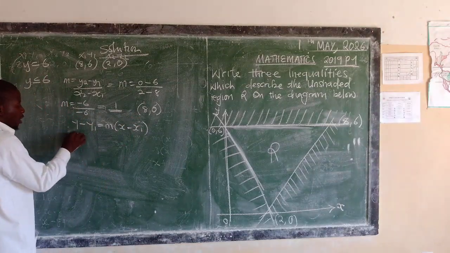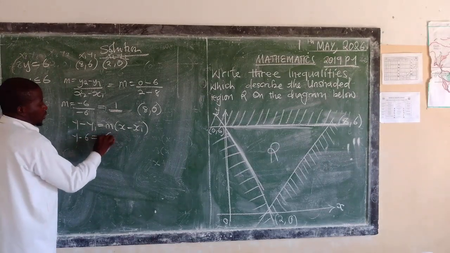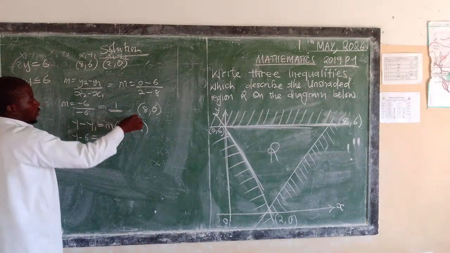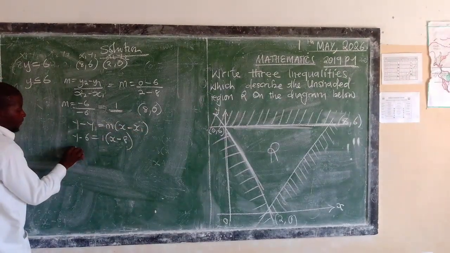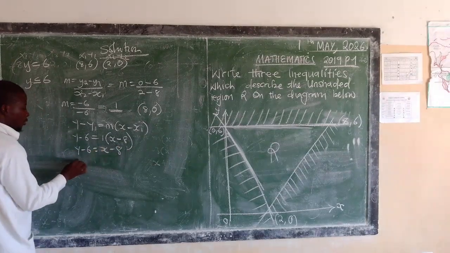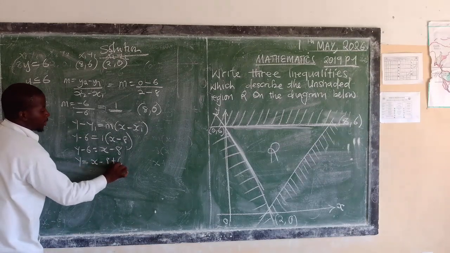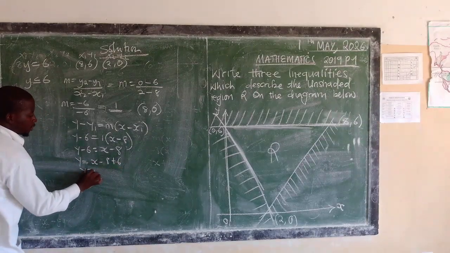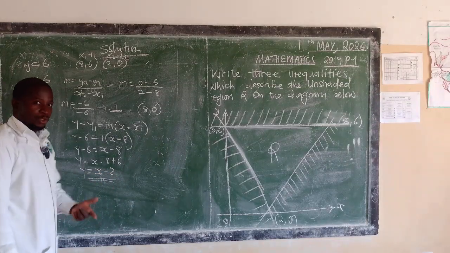From there we have y minus, what is our y there? 6 equals gradient is 1, open bracket, x minus, what is there? x1, which is 8. From there we say y minus 6 is equivalent to x minus 8. We say y equals x minus 8 plus 6. y equals x minus 2. So this was the equation, but we are not done.